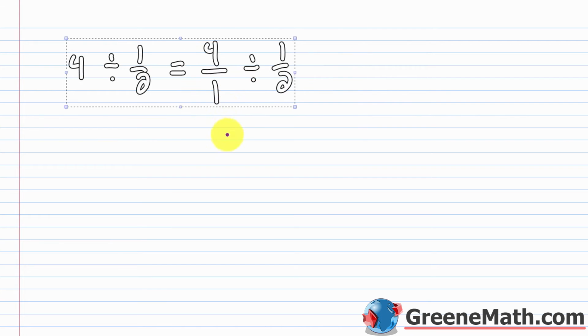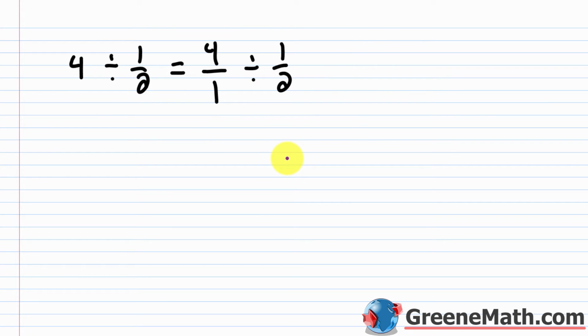Okay, let me give you an alternative way to look at this. A lot of people will teach this with what we call a complex fraction. So let's say we had 4 divided by 1/2. I'm going to write this as 4 over 1 divided by 1/2. Now, we haven't talked about complex fractions yet. We're going to get to them later on in the course. For right now, a complex fraction is a fraction that contains another fraction in its numerator, its denominator, or both.